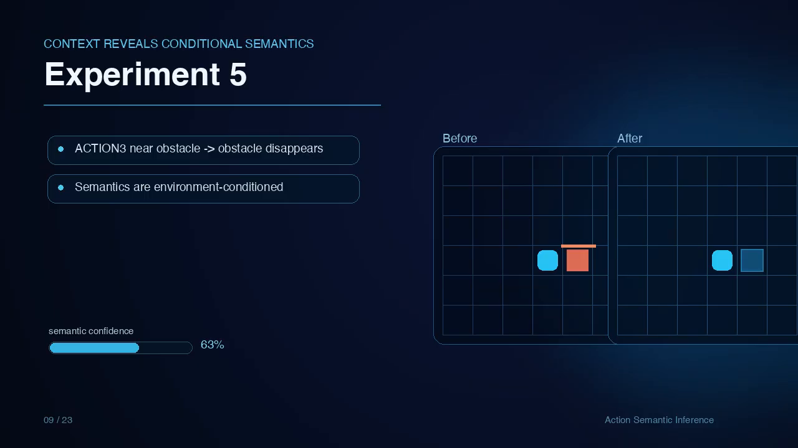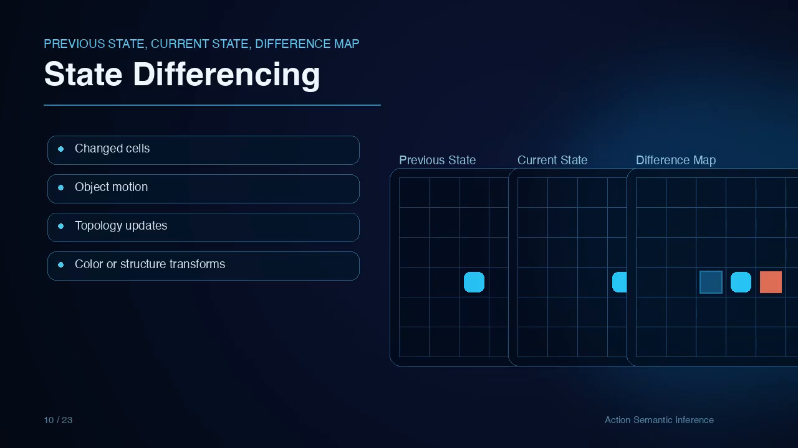ASRA does not explore randomly forever. It chooses experiments that reduce uncertainty. If an action is ambiguous, the agent searches for contexts where the ambiguity can collapse. It varies position, object relation, obstacle proximity, and sequence. The policy becomes a miniature scientific method.